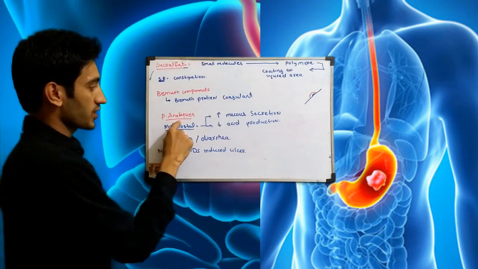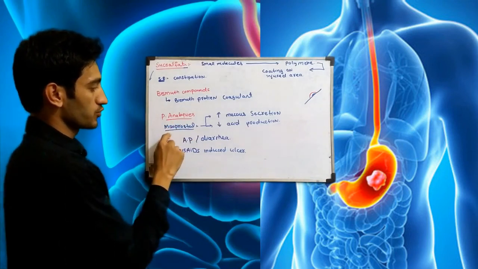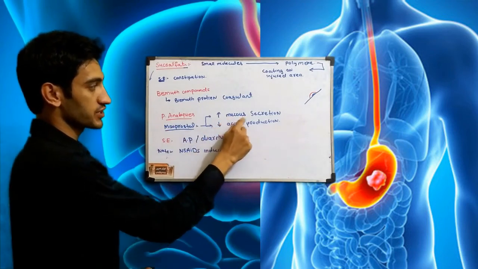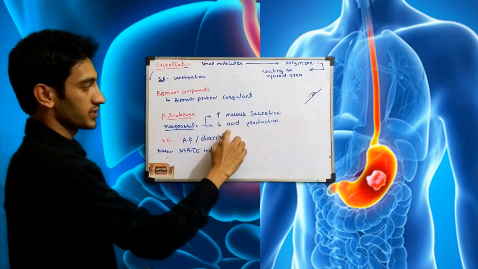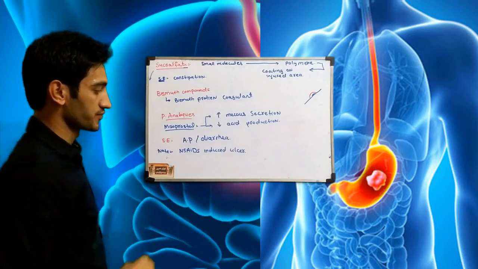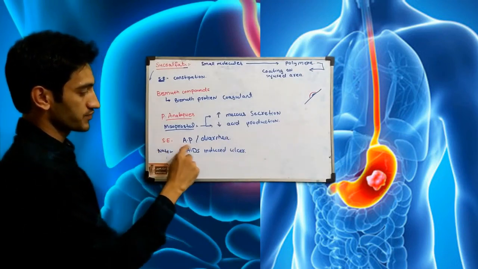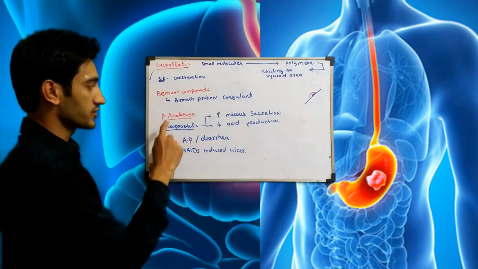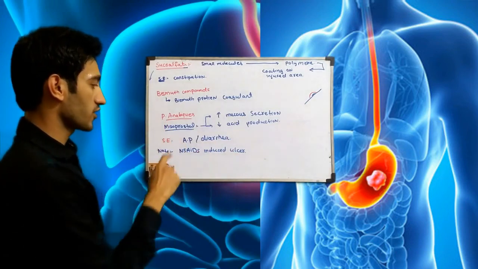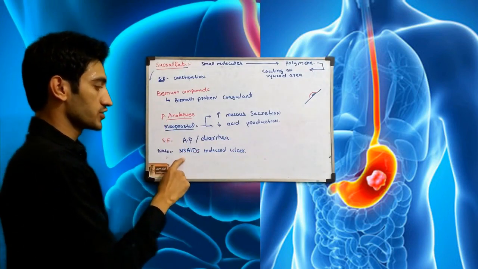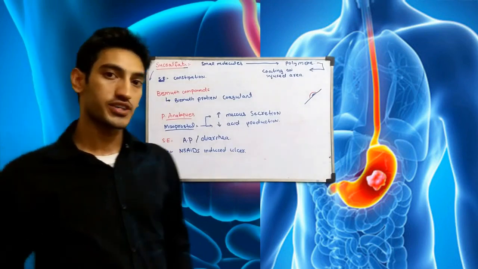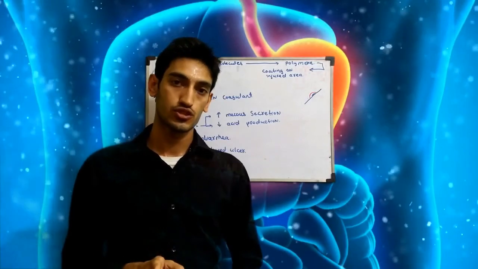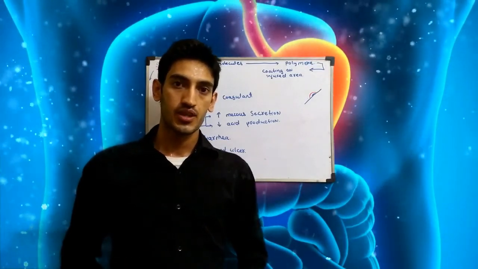The third one is prostaglandins analog, for which the example is misoprostol. What is the mechanism? It increases mucus secretion. It decreases acid production. Side effect, it will cause abdominal pain and diarrhea. And prostaglandins analog or misoprostol is used in patients who are taking regular NSAIDs to prevent NSAID-induced peptic ulcer.